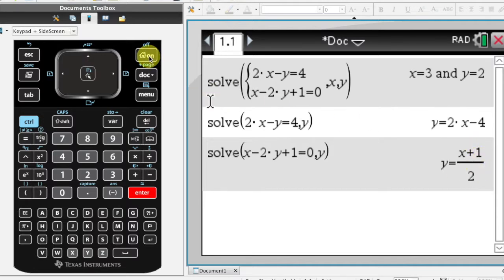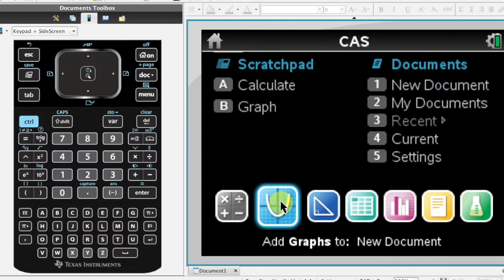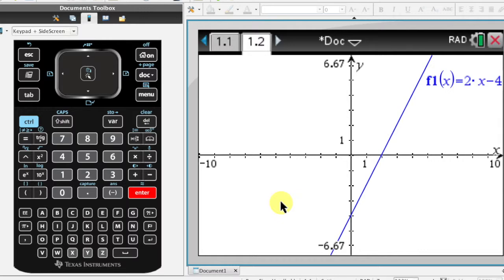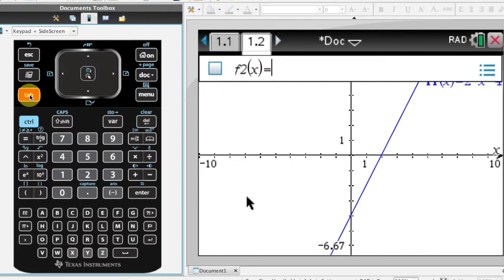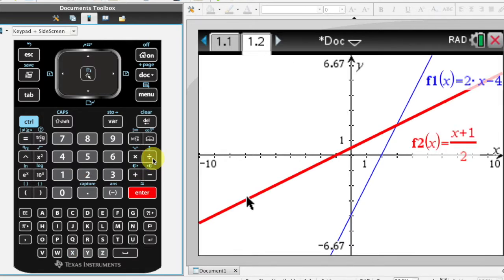Now I need to use the graphical approach. So I'm going to hit the home screen and I put in the two graphs. So the first function on the right-hand side was 2x take 4. There's that shown. And the second one was a fraction, and at the top I had x plus 1 on 2. There's my second. And obviously this is the intersection point.